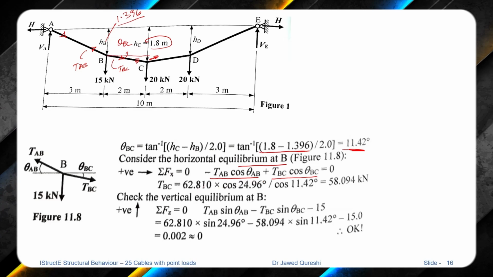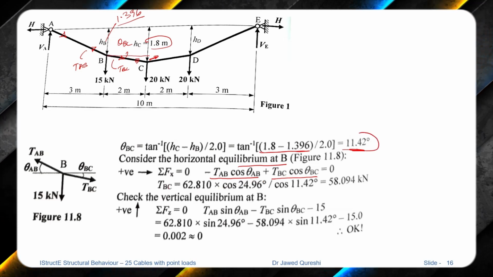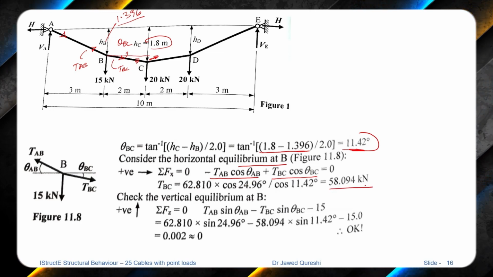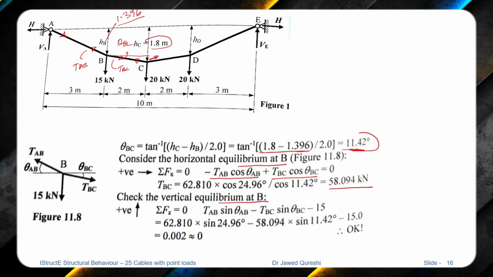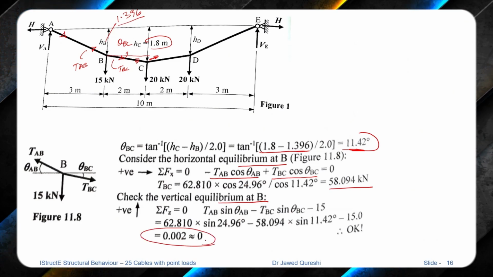From here, if you put in the values of the angles, with TAB determined a little earlier, we can work out TBC, which is 58 kilonewton. Then again, we check the vertical equilibrium at point B. It should be 0, and when we put in all these values, it becomes 0.